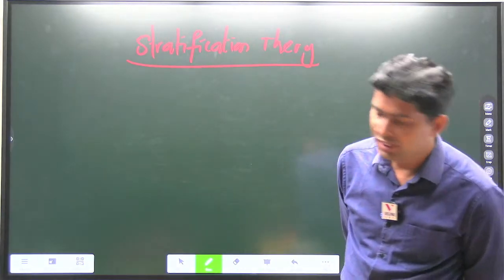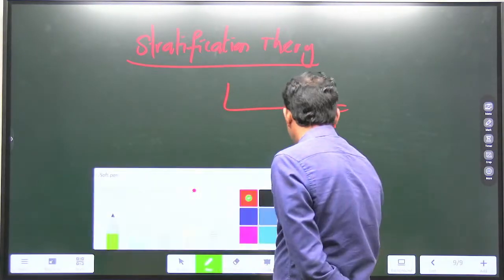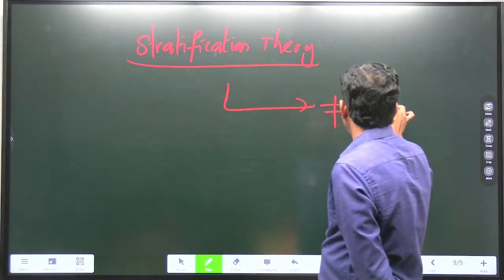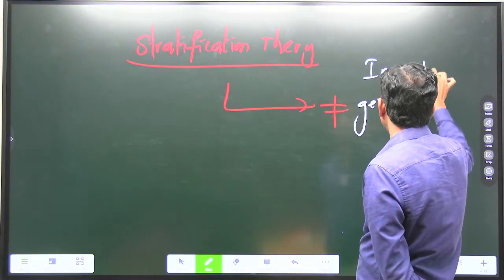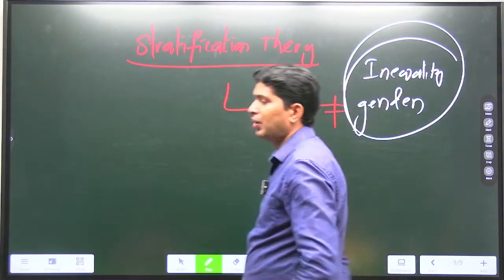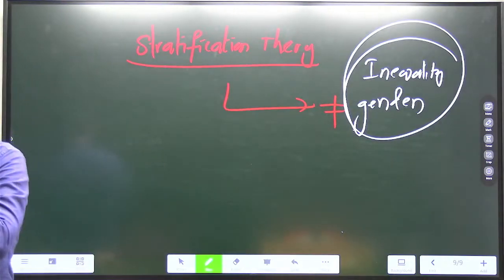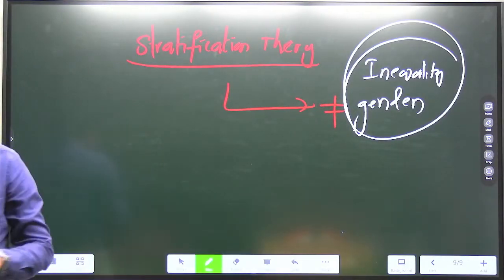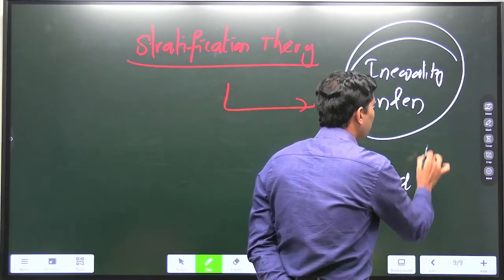Gender blind, what does it mean? These theories are not able to explain gender inequality in the society, which means the core theme of the question is that these theories are trying to explain why poverty is there, why inequality is there, why economic differences are there, why political differences are there, why social differences are there. But blind, what does it mean, blind? They are not able to see it.